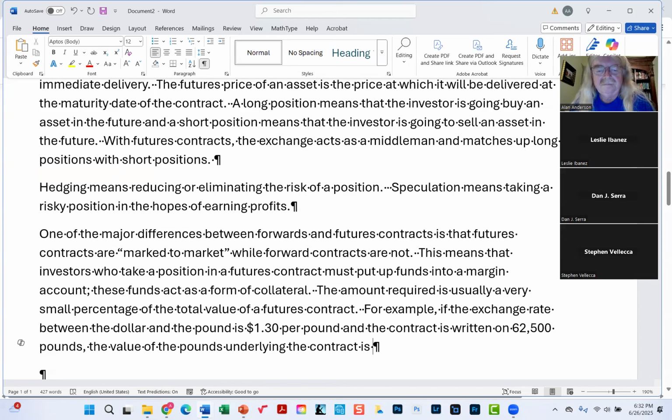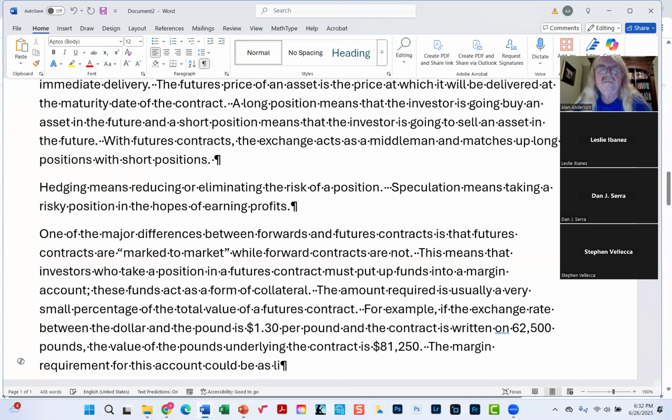Oh no. Oh, okay. It's a little shy. 81,250. The margin requirement for this account could be as little as, let's say, $3,000. Which is a very small percentage. I mean, that's like 3.7%.